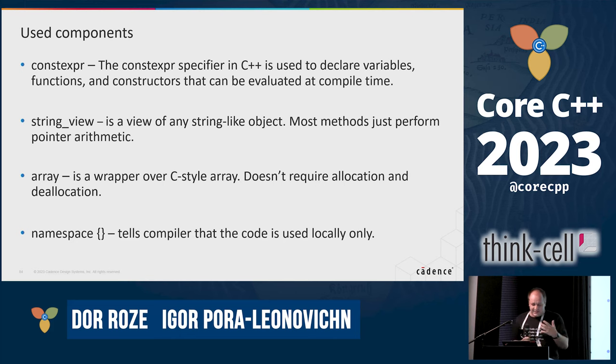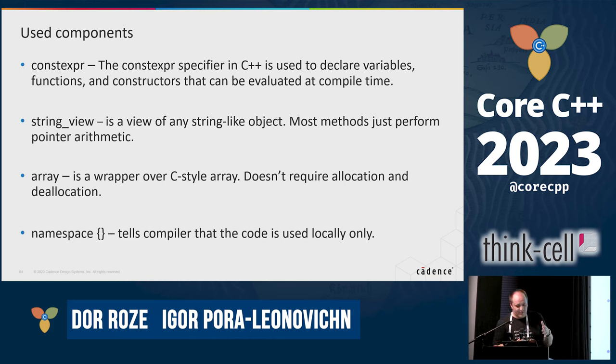Array has a similar advantage over vector. It's a very simple wrapper over a C array type. So it doesn't allocate or deallocate. When we declare it, it's on the stack along with the classes that it has. So it's much easier for the compiler to optimize it as well.